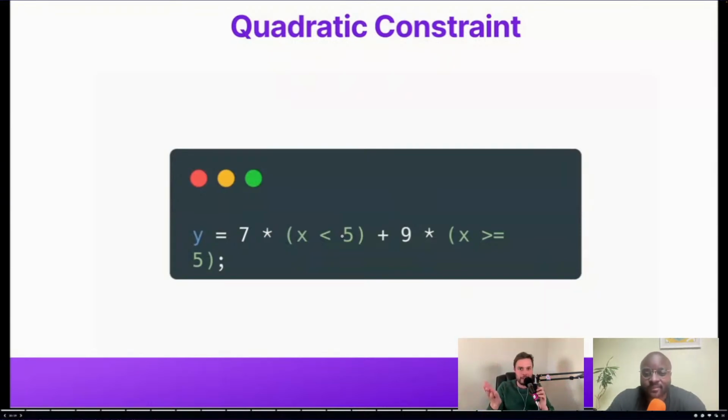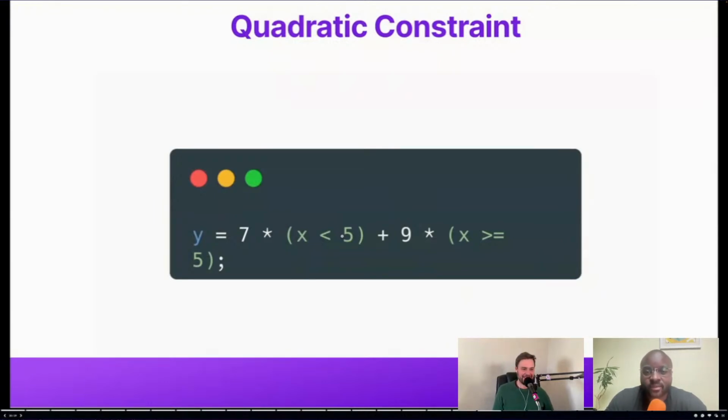This green thing here, I initially thought it was saying 7 times, and then if x is less than 5, whatever that is, for example 7 times 4. But it's not that. It evaluates to 1 or 0. Okay. Exactly, Andre. And so this is how we express things as a quadratic constraint.